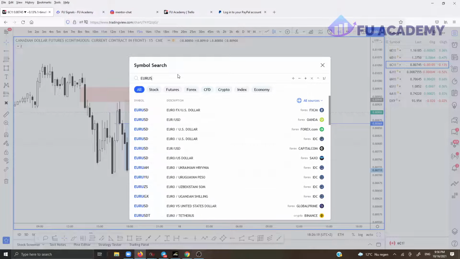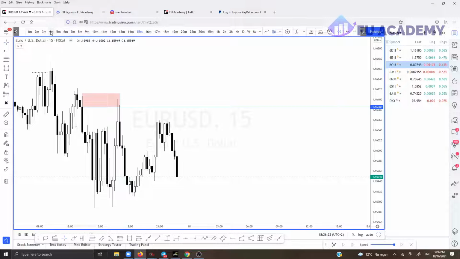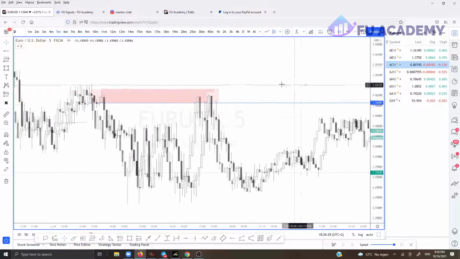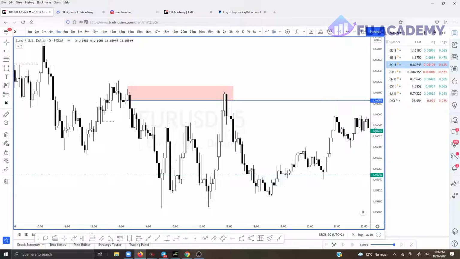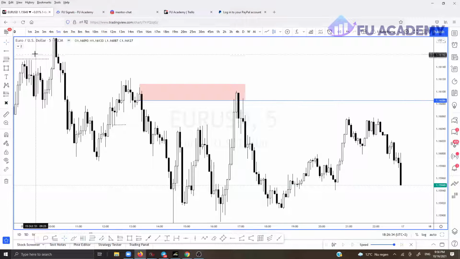Let me show you another one, because these setups happen every day. You can just replicate the same things again and again. See this one, just for example. I'm on the Euro USD chart, M5. This is a nice order block. What we have in this order block, we also have this imbalance, right?